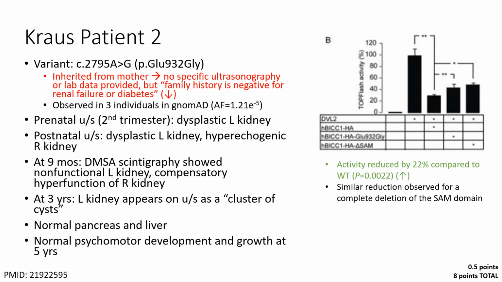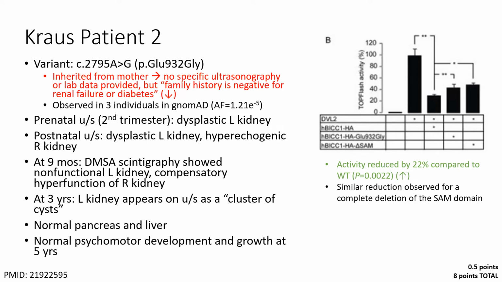The second variant is a missense variant observed in an individual with a history of dysplastic left kidney, originally identified on prenatal ultrasound in the 2nd trimester. Postnatal ultrasound again showed a dysplastic left kidney as well as a hyperechogenic right kidney. By the age of 9 months, it was determined that the left kidney was non-functional and compensatory hyperfunction of the right kidney was observed. By age 3 years, the left kidney appeared as a cluster of cysts on ultrasound.